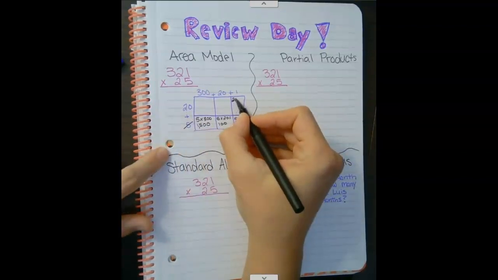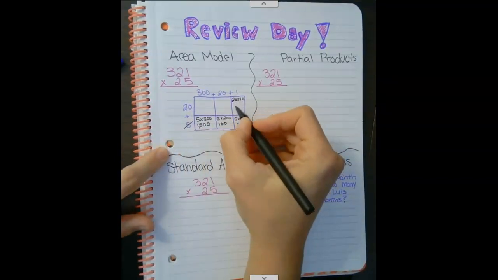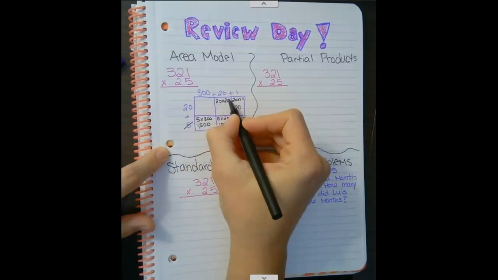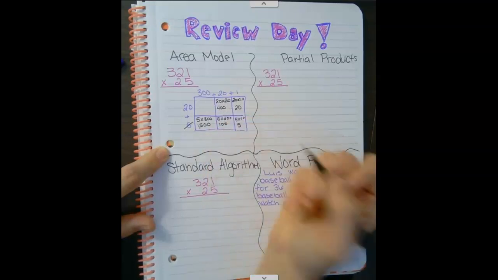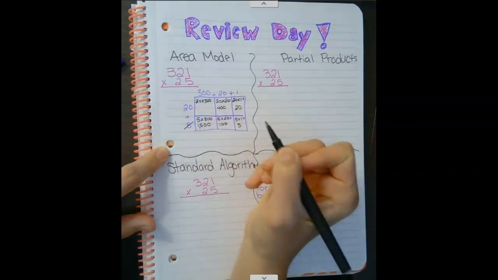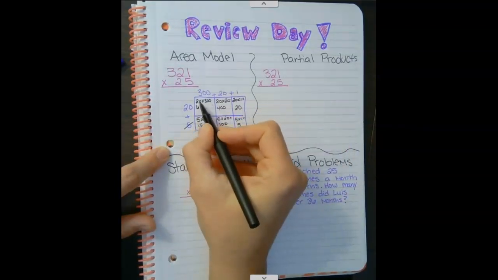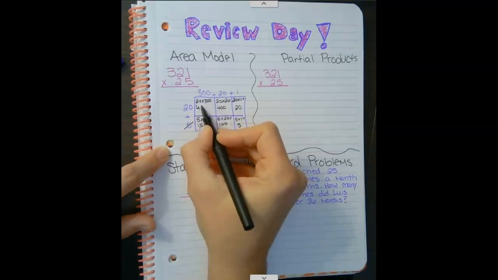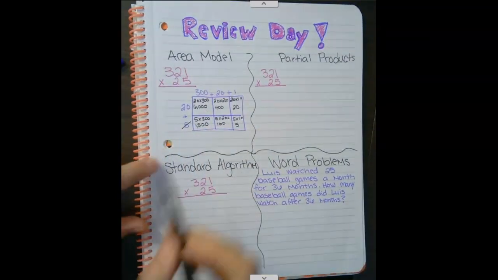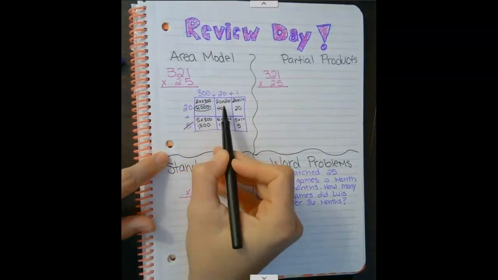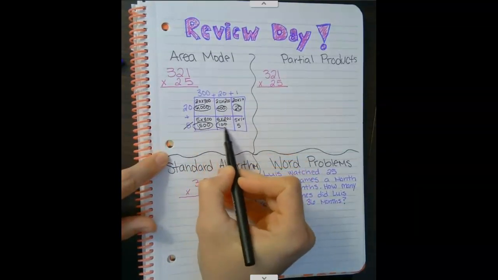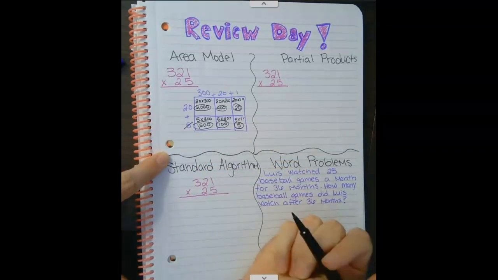So in this box, we're going to have 20 times 1, which equals 20. 20 times 20, which equals 400. And then I have 20 times 300. 2 times 3 equals 6, and I have 1, 2, 3 zeros, so I'm going to have 3 zeros behind that. So now I can take my partial products, my 6,000, 420, 1,500, 105, and add them all together.